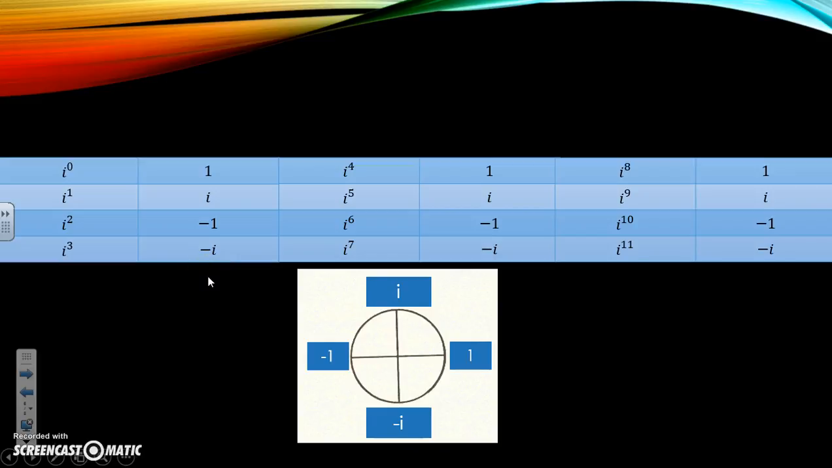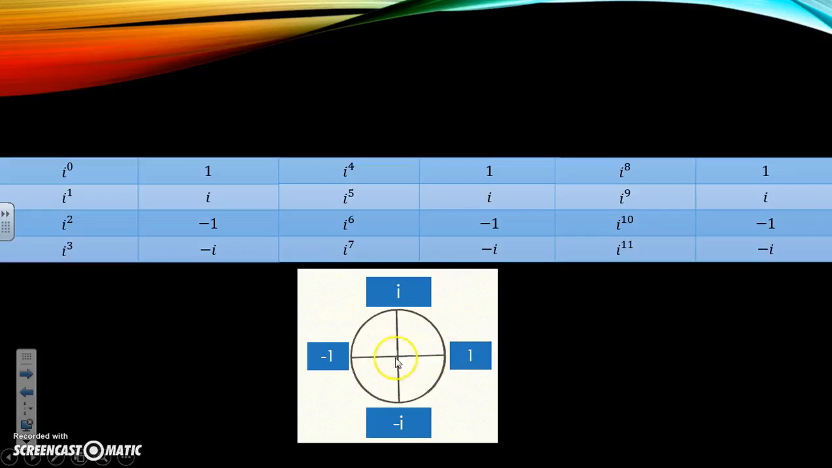So let's continue talking about this from a broader sense. Any power to the 0, so i to the 0, is always equal to 1. We've learned that rule with our exponent rules. We just talked about how i to the first is equal to i, or the square root of -1. i squared is equal to -1. i to the third power is equal to -i. And i to the fourth power is equal to 1. Well, continuing with the pattern, you see i to the fifth is equal to i, i to the sixth is equal to -1, i to the seventh is equal to -i, and so on.